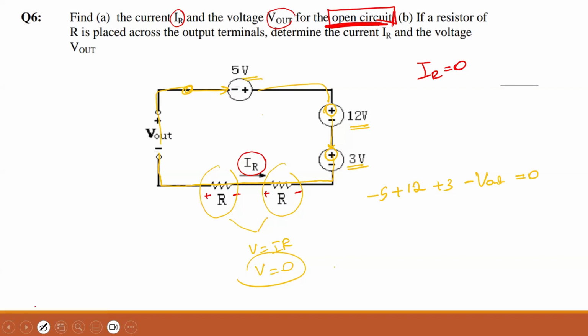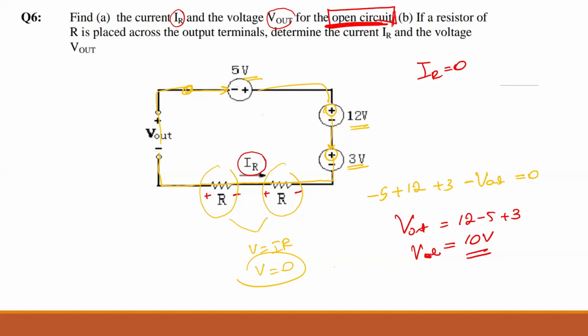So what is the V out? 10. Yes, so that will be 12 minus 5 plus 3. Is it 10? That's what I calculated. Okay, yes, sorry. Yes, that's right, 10. You had me worried there. Yeah, the simple maths, the brain is getting old.